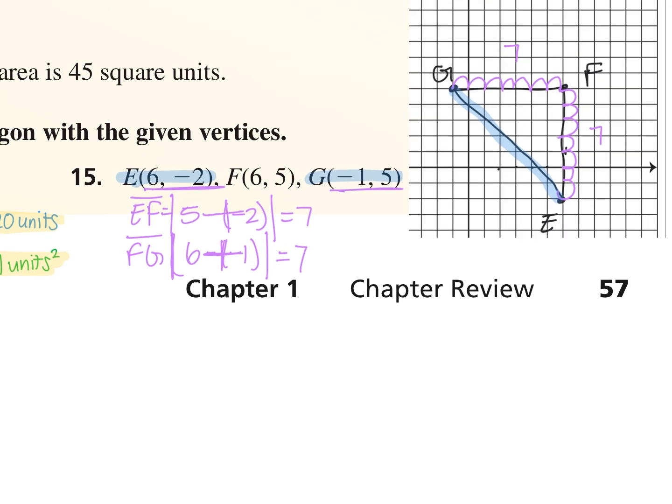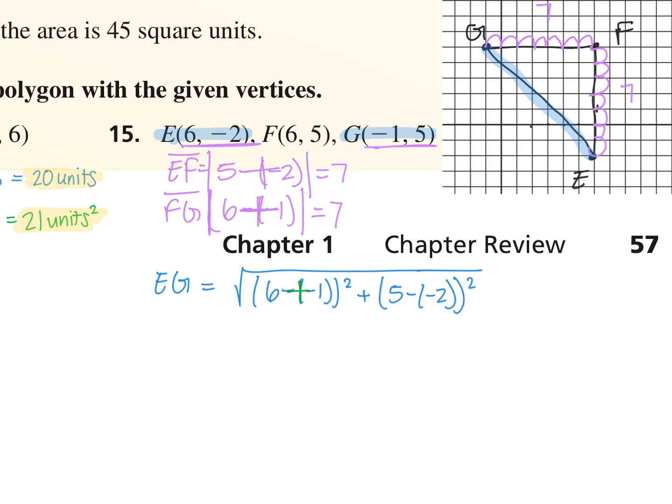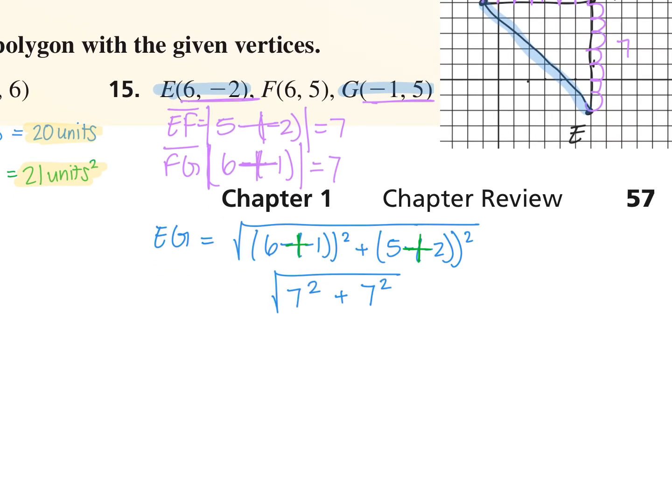So knowing our distance formula, I'm going to go ahead and solve it down here. So this is E to G. I'm going to have, not the absolute value, the square root of 6 minus -1 squared plus 5 minus -2 squared. I'm going to go ahead and change these to plus signs. I'm going to get 7 squared plus 7 squared. Square rooting it, I'm going to get 49 plus 49. That's going to give me the square root of 98. Simplifying the square root of 98.